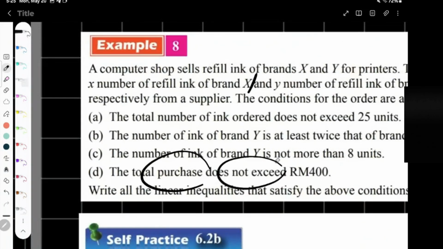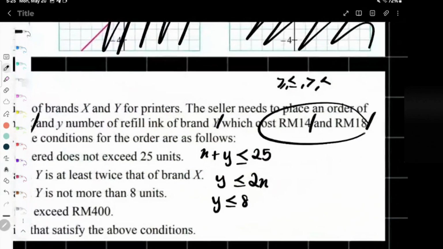And the total purchase does not exceed 400. Does not exceed, you already answered, right? The total purchase, why did I circle it? Did they mention any unknown here? No, they mentioned purchase and they mentioned money as well. We can use these two values, common sense, because they also have money. We haven't used these two yet, so let's try using them.